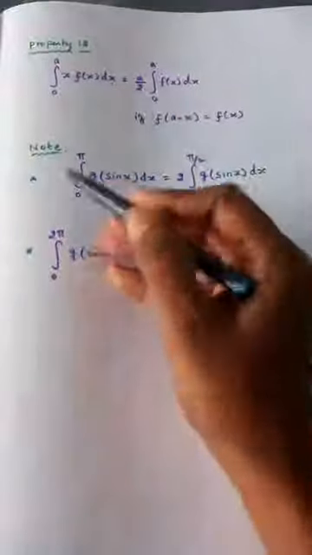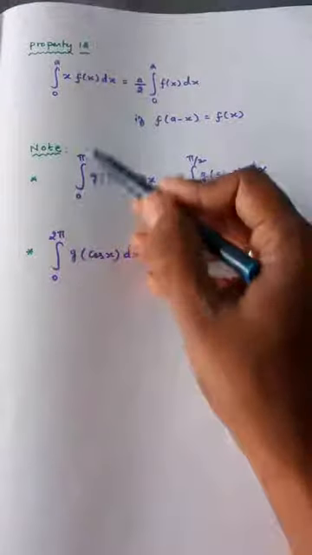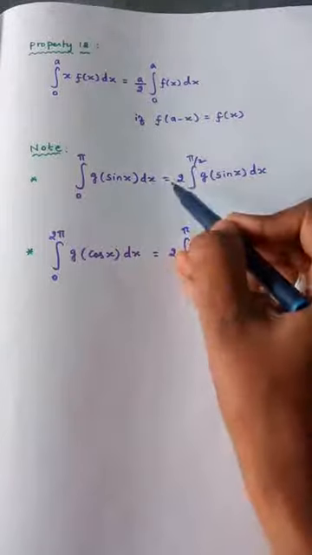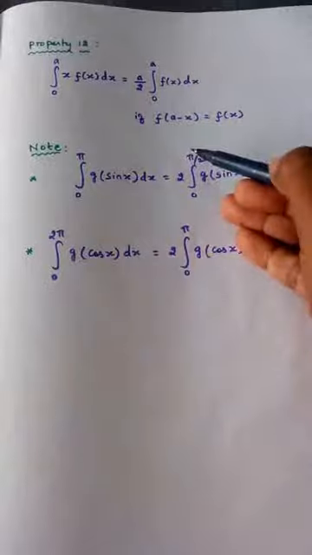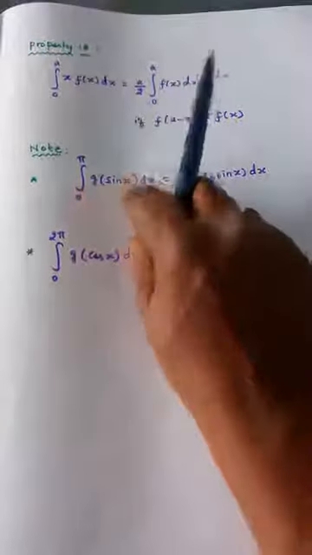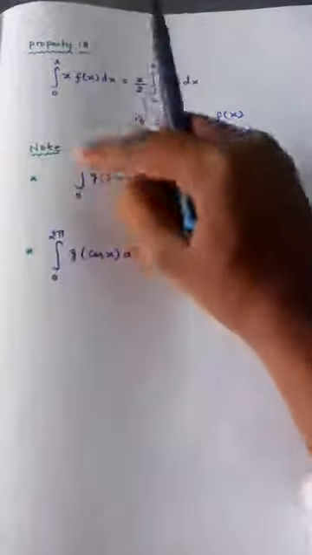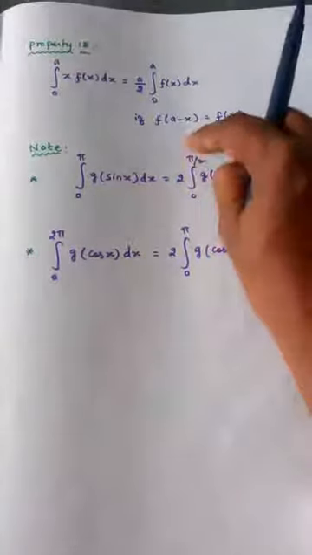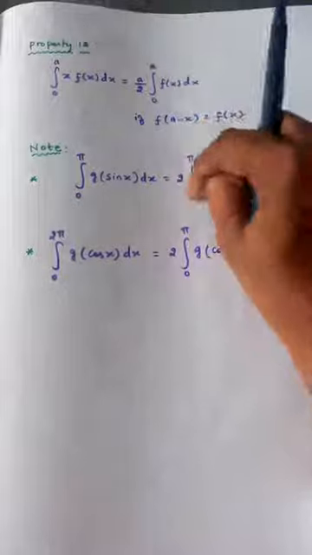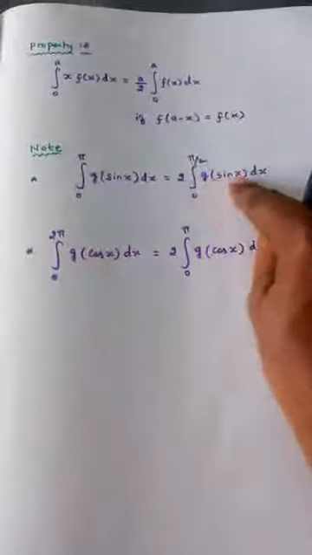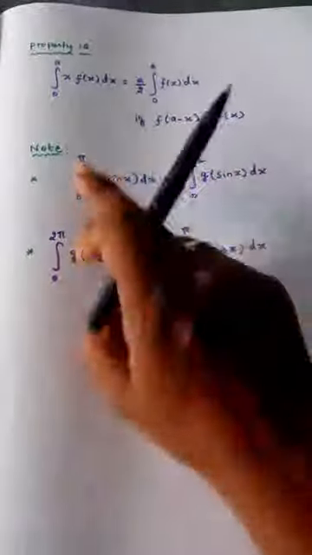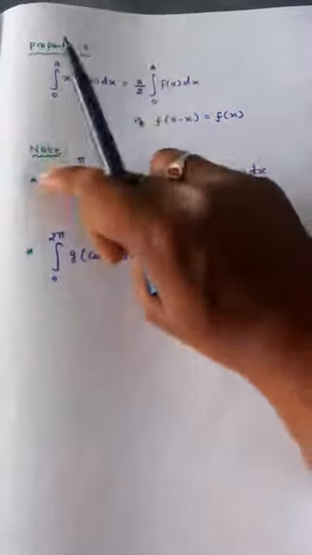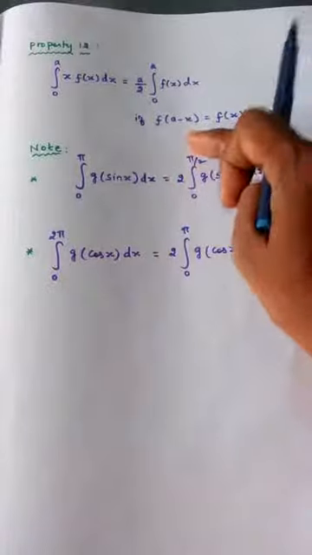And two notes are given. One is integral 0 to pi of some function of sin x dx can be written as 2 times integral 0 to pi by 2. If the function is some function of sin x, and the limit is 0 to pi, then we can write that as 2 times 0 to pi by 2 of the same thing, g of sin x dx. So, if a function of sin x is present, and the limit is 0 to pi, then it can be written as 2 times 0 to pi by 2.